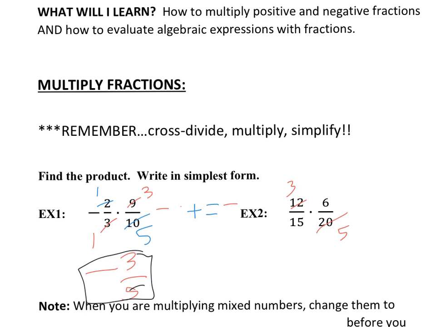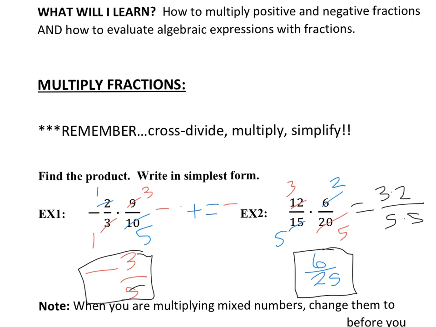Now the other side, we have 15 and 6. We know that both 15 and 6 have 3 that can divide into both of them evenly. 15 divided by 3 is 5. 6 divided by 3 is 2. So our final result ends up being a positive 6 over 25 because we're supposed to multiply whatever is left over in the numerator. So 3 times 2 over the 5 times 5. And that's where I got the 6 over 25. And I know that my answer is positive because both of my fractions were positive. And a positive times a positive gives me a positive answer.